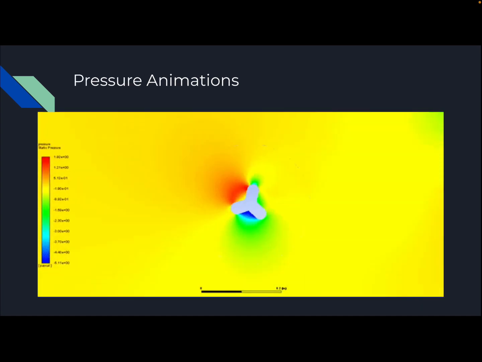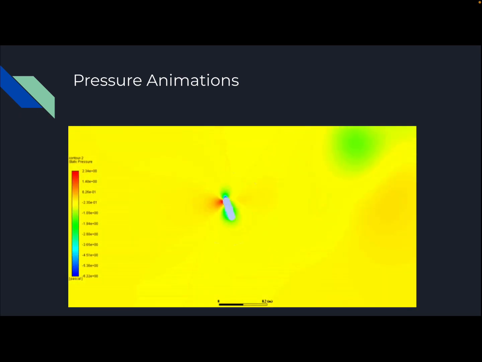And here are the pressure animations for the three-wing. And here are the pressure animations for the two-wing.